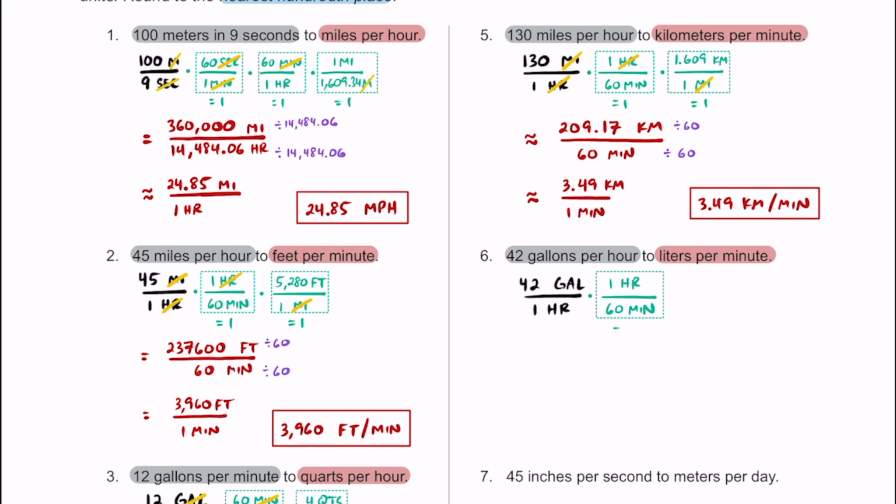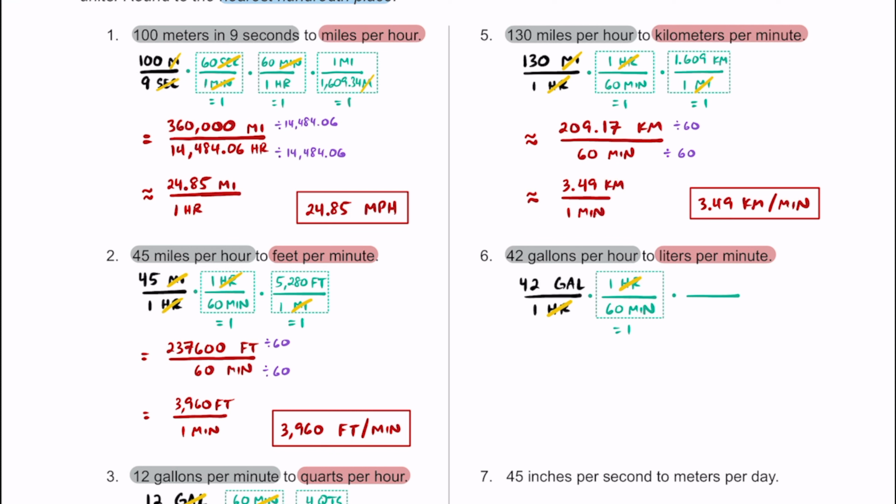Now this 1 hour and 60 minutes, if we put that on top of each other, that's just equal to 1, and these hours can cross cancel. If we stop here, we'll have gallons per minute, which is along the way of what we're trying to do, but we need liters per minute, so we need to multiply by one more unit conversion here. Okay, so let's see how many liters are in a gallon.